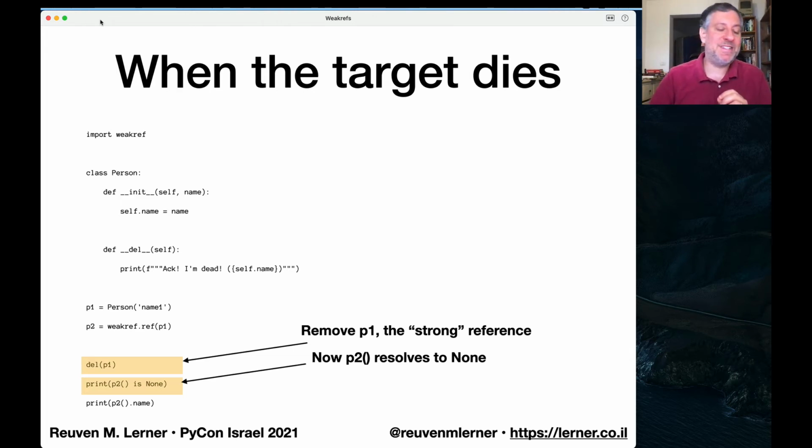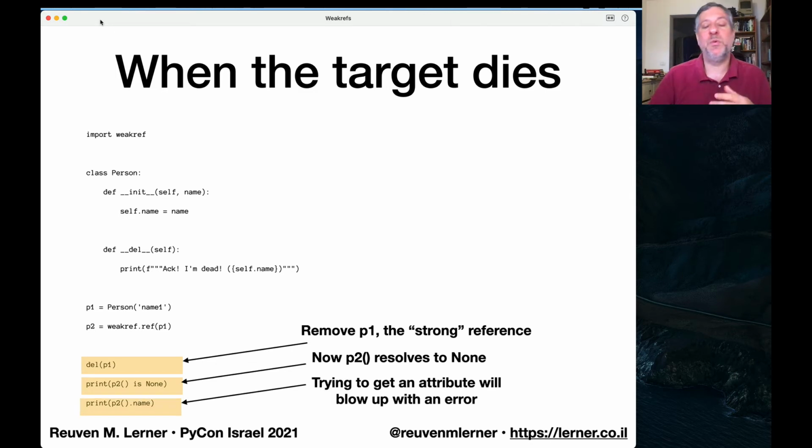By the way, what happens if I still insist on saying P2 parentheses dot name? That is going to actually blow up. I'm going to get an error because it's going to say, wait a second, this resolves to None, and None certainly does not have a name attribute.